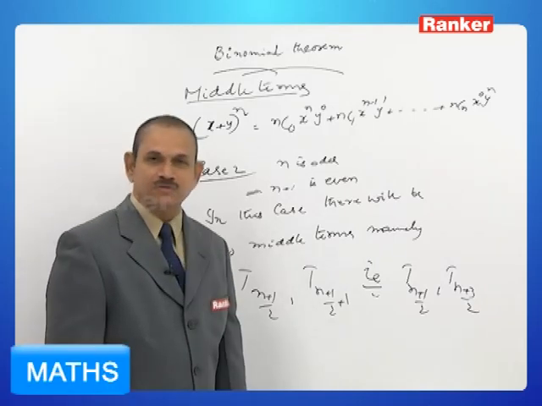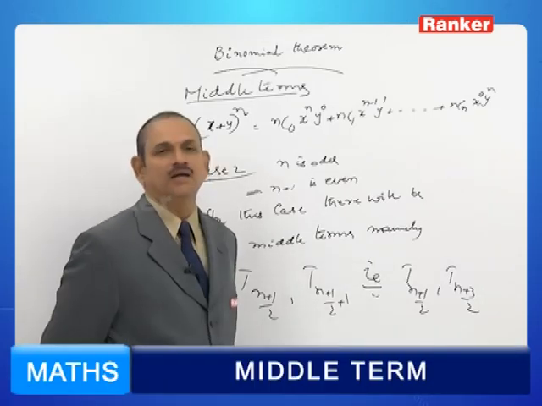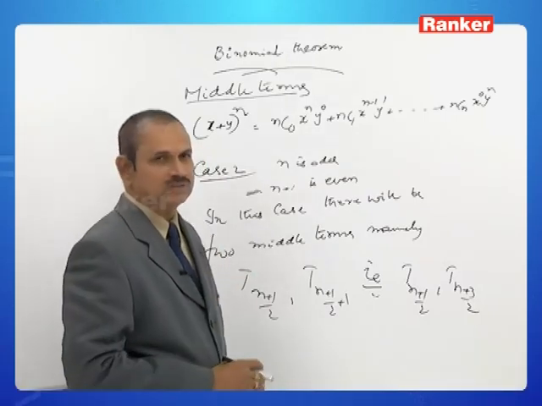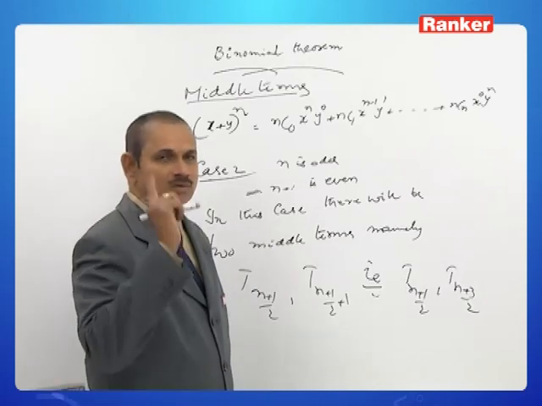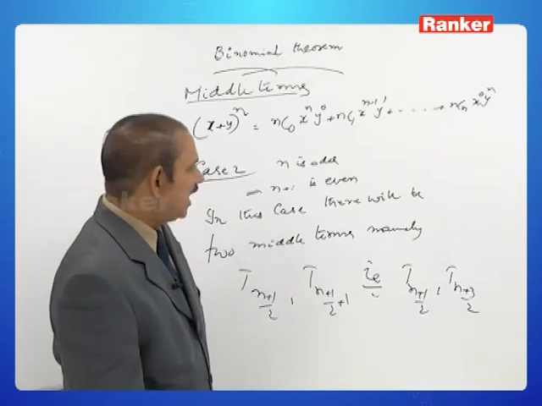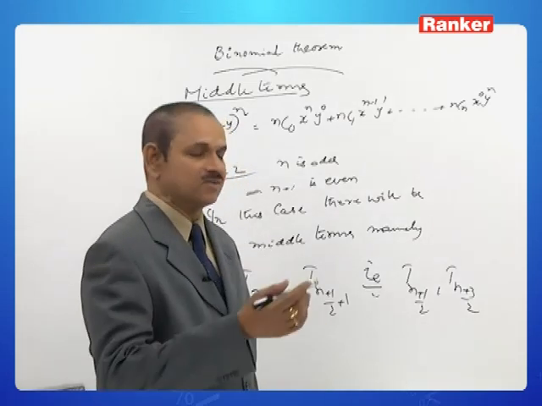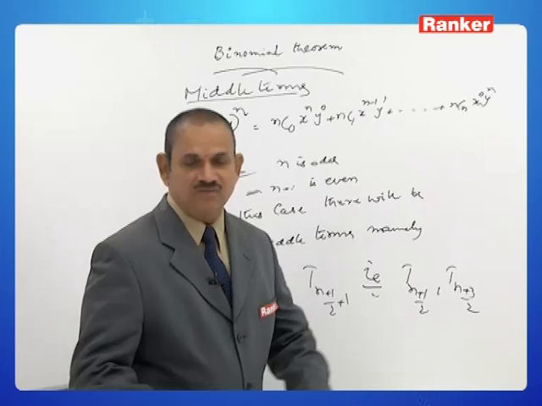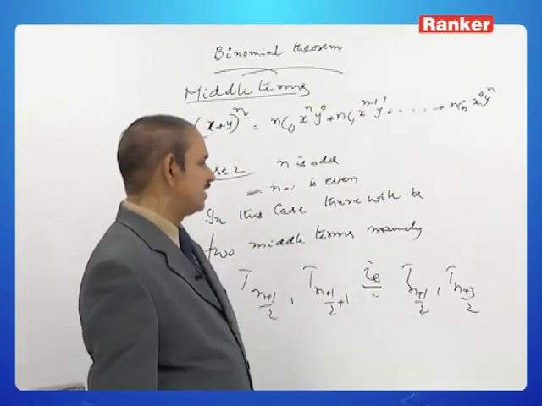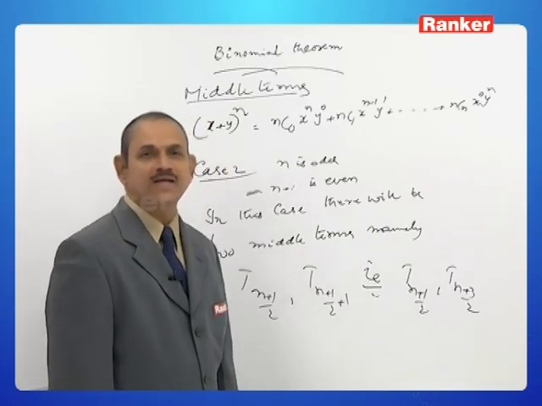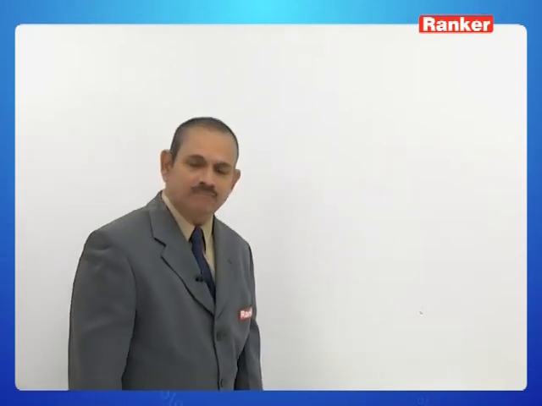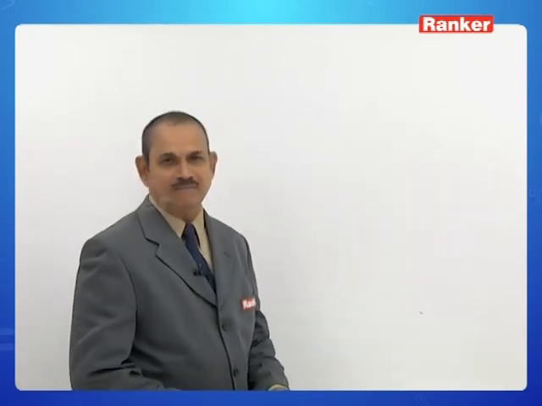Regarding the number of terms present in the expansion, if n is even, then n plus 1 is odd. Number of terms is odd. There is only one middle term called T of (n by 2 plus 1). And if n is odd, then n plus 1 is even. Number of terms is even. Then there will be two middle terms, namely T of (n plus 1) by 2 and T of (n plus 3) by 2. That's it. Now we shall try to understand this concept very firmly by means of numerical examples.